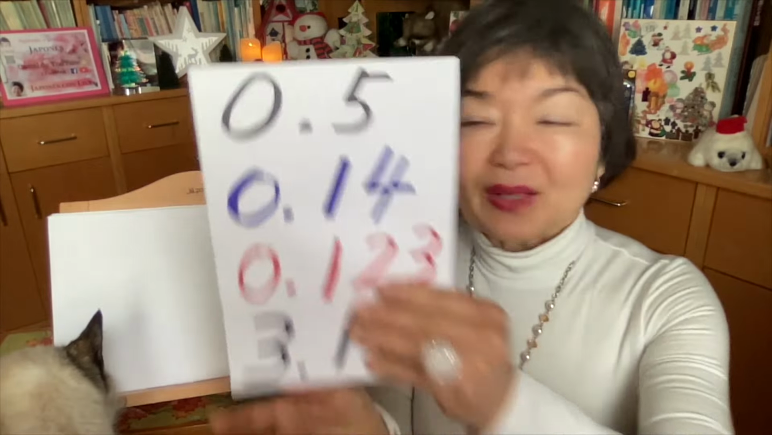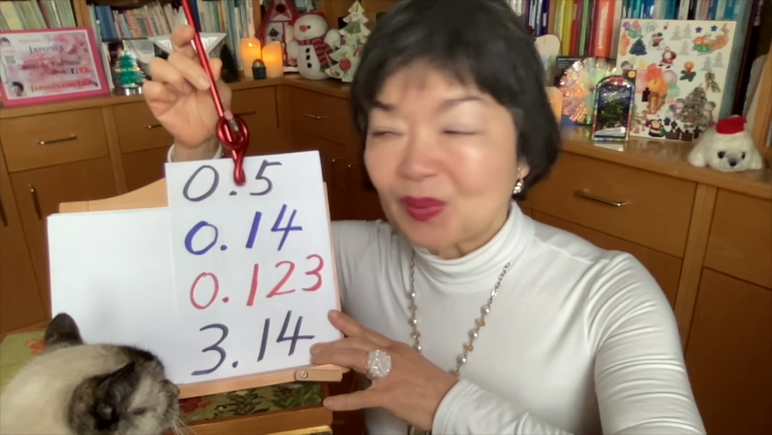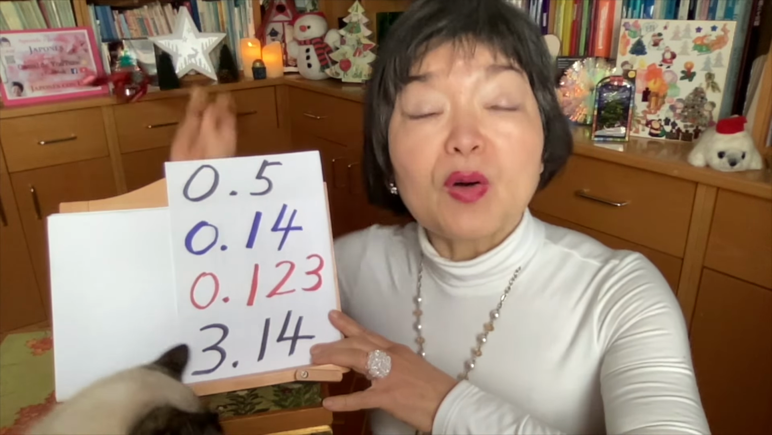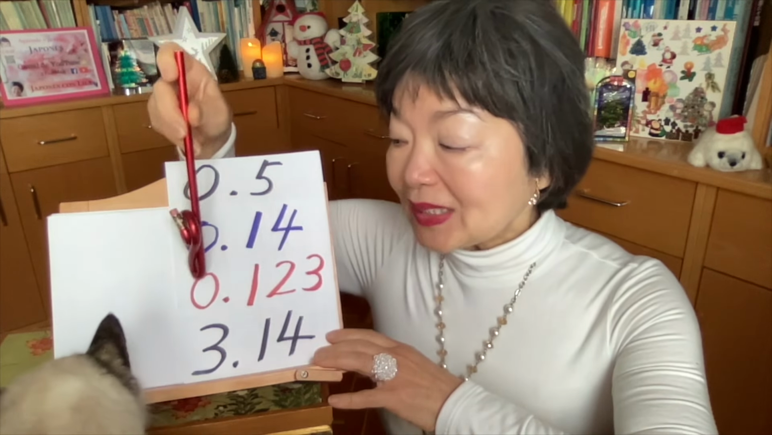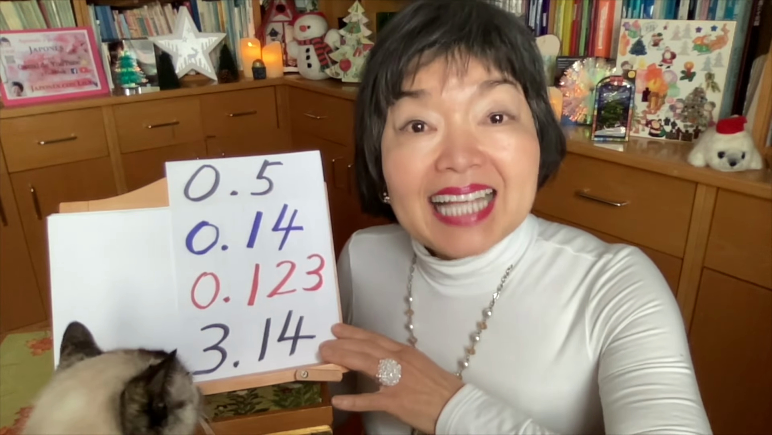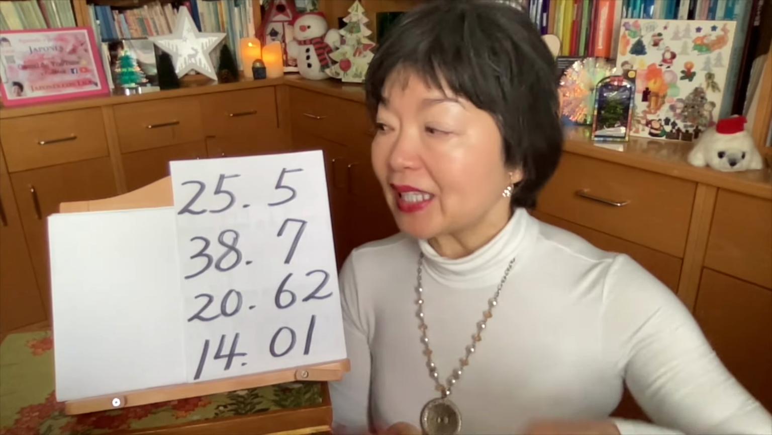What does that mean? The first one, 0.5. The next one, 0.14. Right? 14. But we don't say 14, we say one, four. In this case, 0.123. And 3.14. I told you, after this point, we say the numbers one by one. But before the point, no, it is the normal numbers.